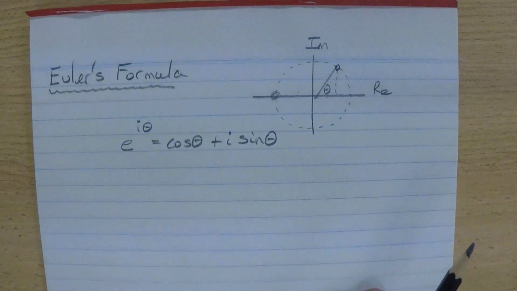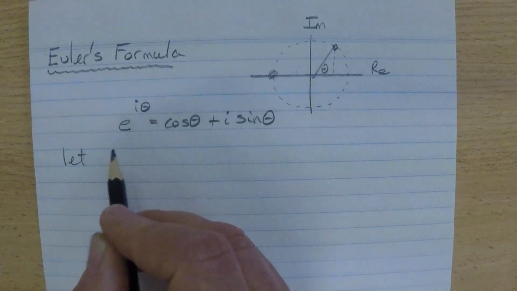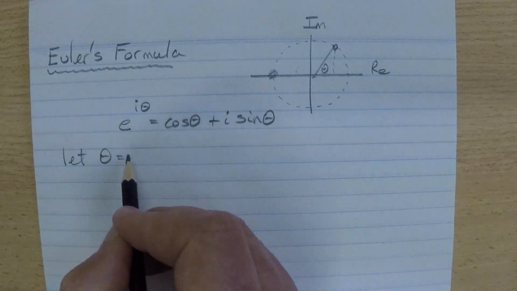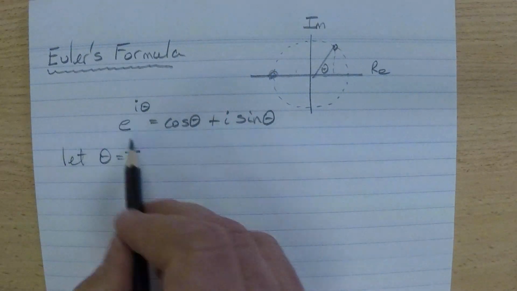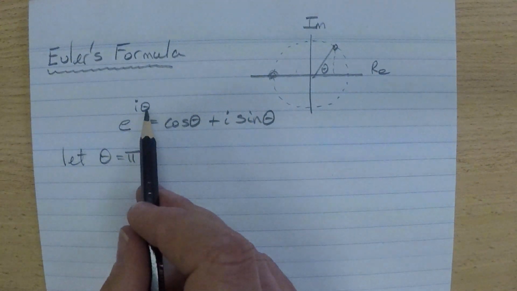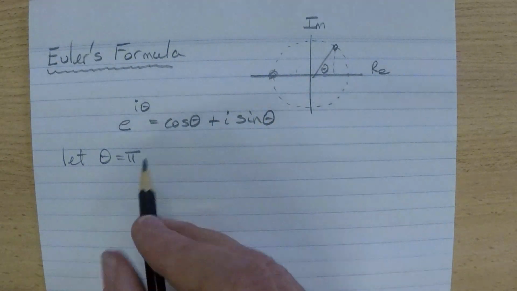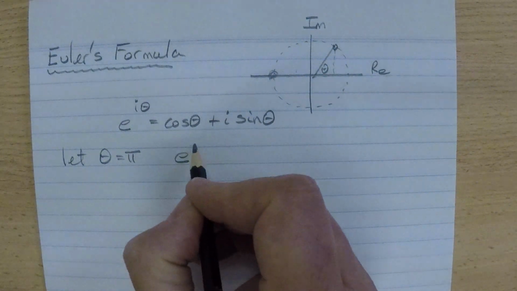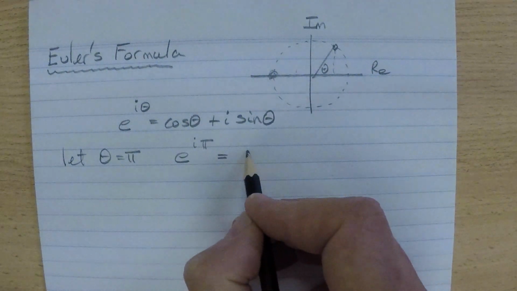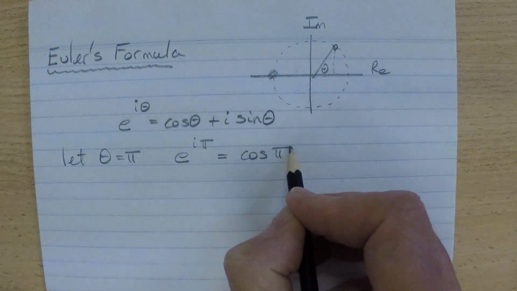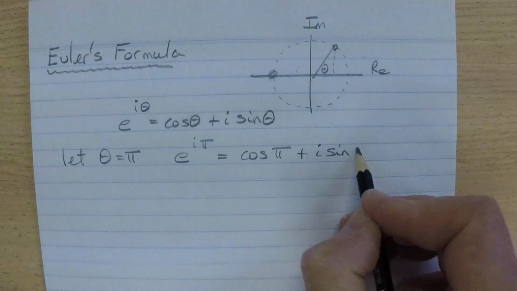But let's do the substitution and confirm that. So, letting the angle theta equal pi and substituting into Euler's identity. And remember, this works with any particular angle for the argument, anything at all. We would find in this case e to the power of i pi equals cosine of pi plus i sine pi.